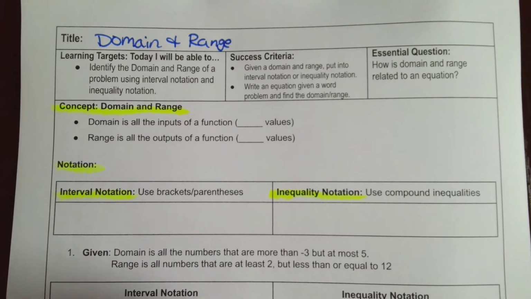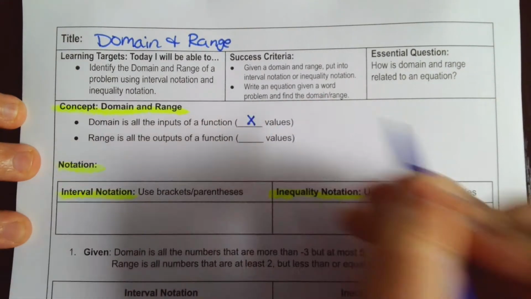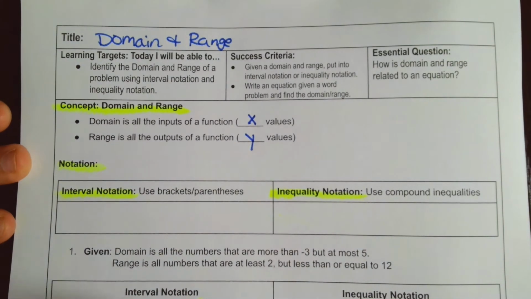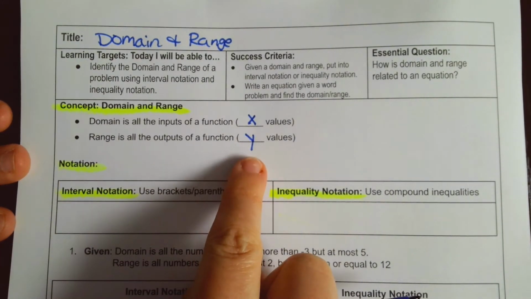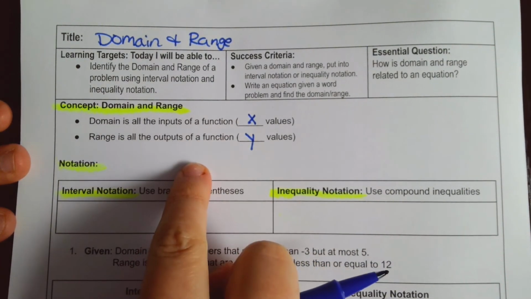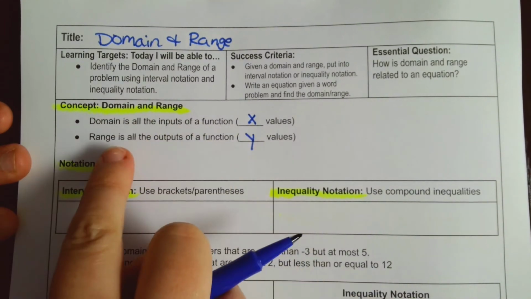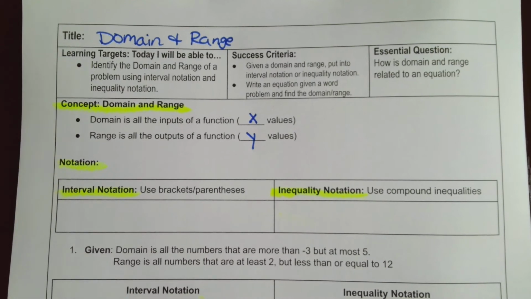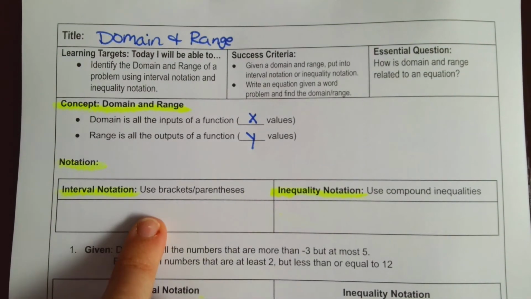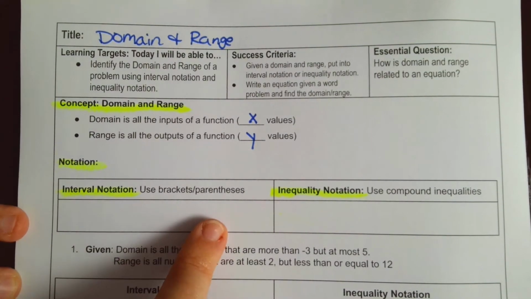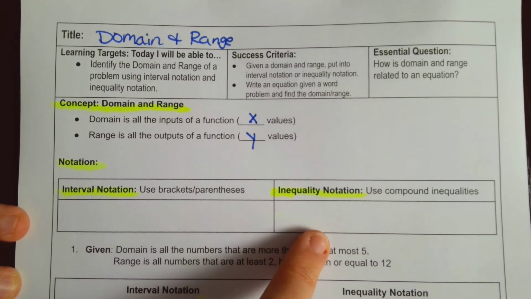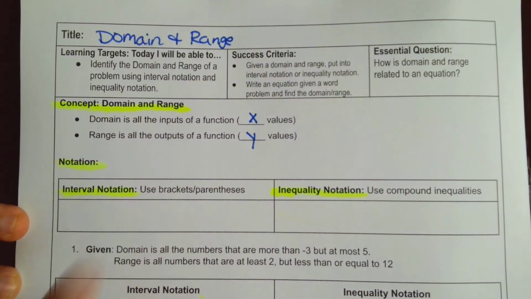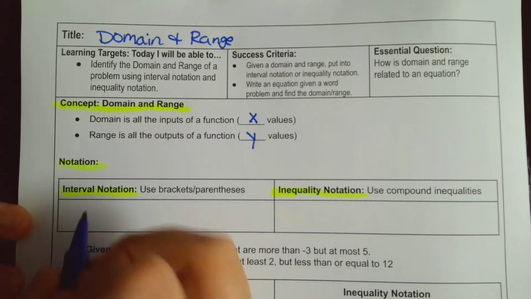Domain is all the inputs of a function, meaning the x values, and range is all the outputs, meaning the y. I will be referring to them as x and y instead of inputs and outputs. So domain goes with x, range goes with y. There are two different notations that we're going to be using: interval notation, which uses brackets and parentheses, and inequality notation, which uses compound inequalities. So let's just go over interval notation first.